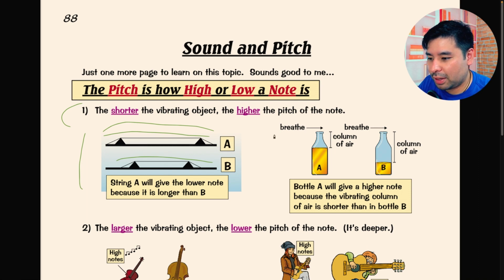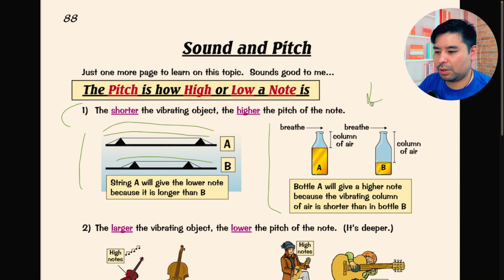That's number one. And then we have this next one here. Check it out with me. So, breathe. We have two bottles. We have A and B. And then in the middle we have breathe. And then we have some column of air. And the column of air, we can analyze. I haven't read the yellow part before, but I can see only by the picture that A has more liquid than B, which means that A has less space than B. So let's see what we have here.